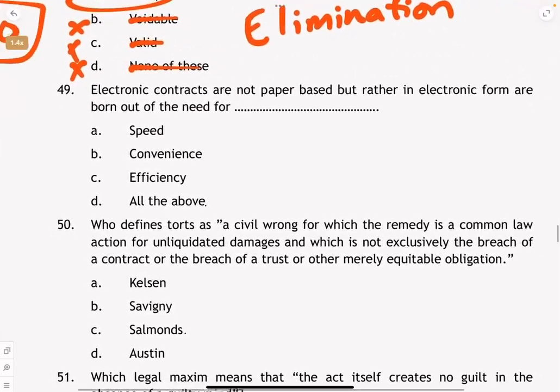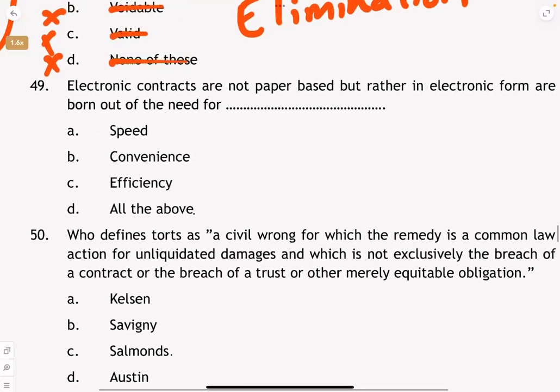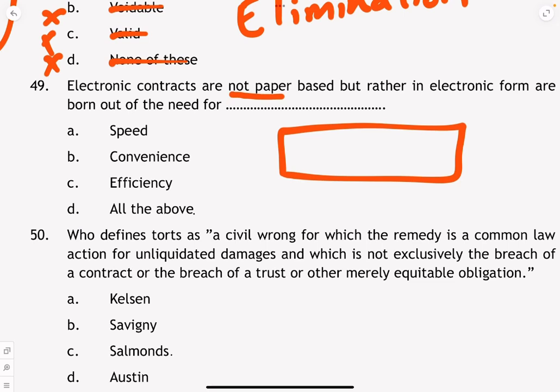Electronic contracts are not paper based but rather electronic form. And why do we have electronic contracts, especially with all the things? If you see anything on your mobile or laptop, you click a button called I accept. Whether you have signed up for Facebook or Instagram or whatever you do, first you have to accept the rules and regulations. So that is an electronic contract.